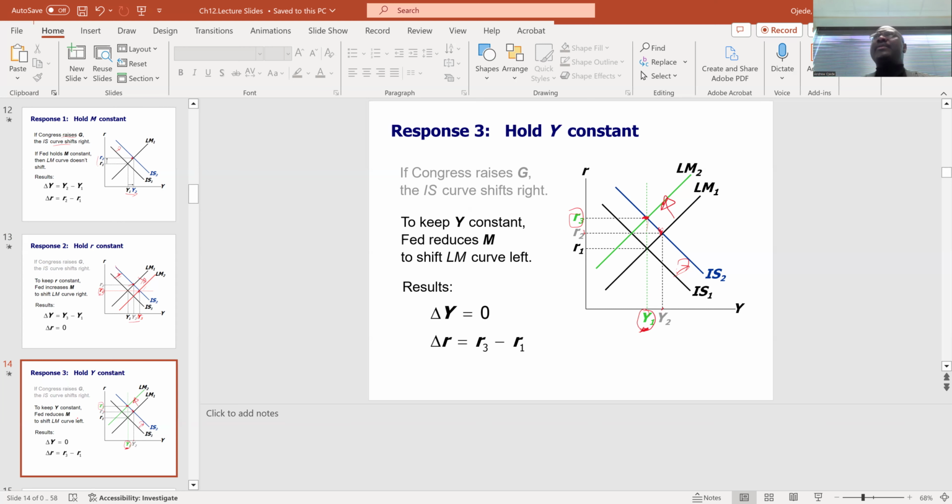Okay. So that is how the Federal Reserve may respond to congressional actions on fiscal policy, changing spending and tax policies. Okay, so the Fed counteracts it using monetary policy.